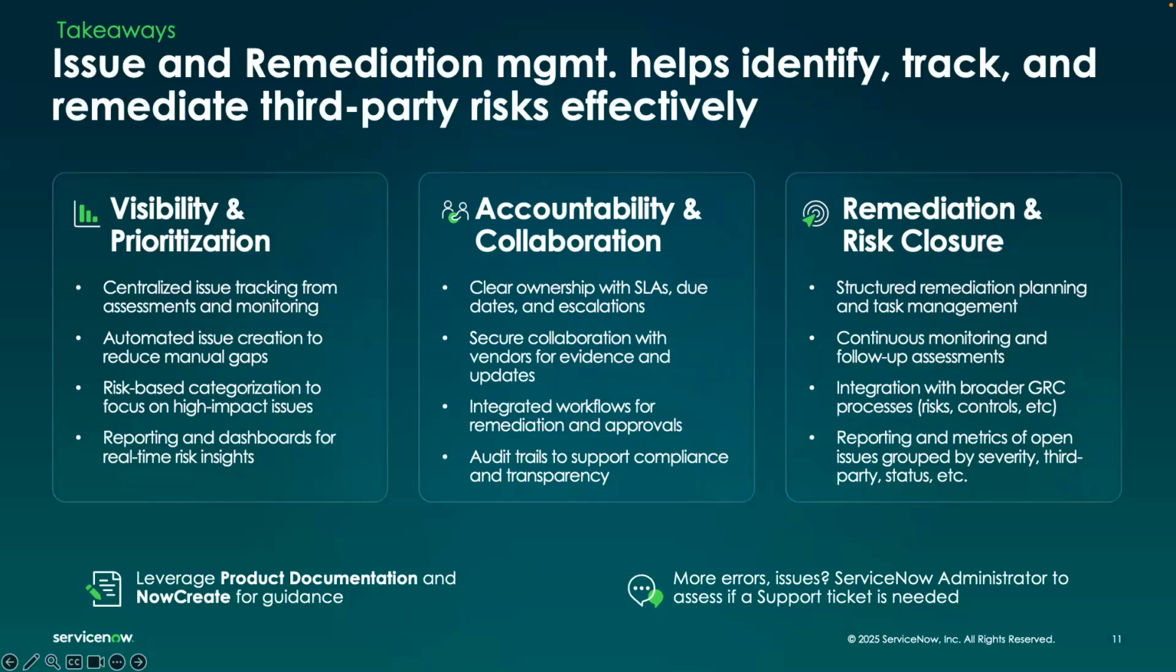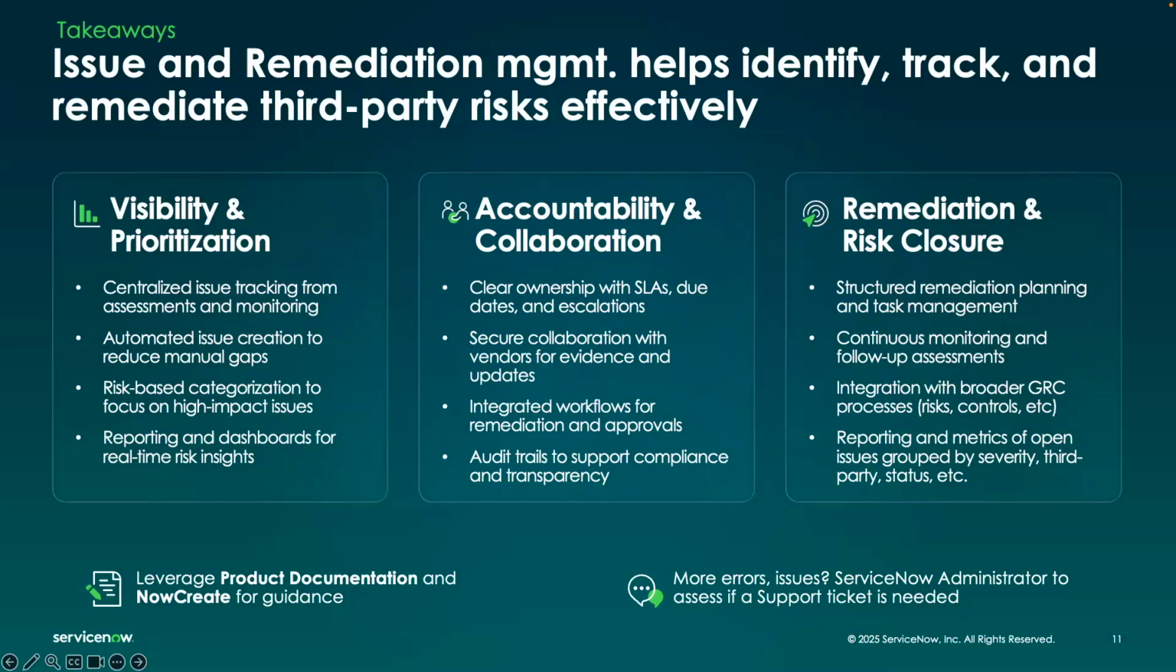First, visibility and prioritization. Centralized tracking of issues from assessments and continuous monitoring means that nothing slips through the cracks. Automated issue creation helps reduce manual overhead and, more importantly, ensures consistency. By applying risk-based categorization, teams can focus on the issues that have the greatest potential impact. And with reporting and dashboards, leadership and stakeholders can get real-time insights into where risks exist and how they are being actively addressed.